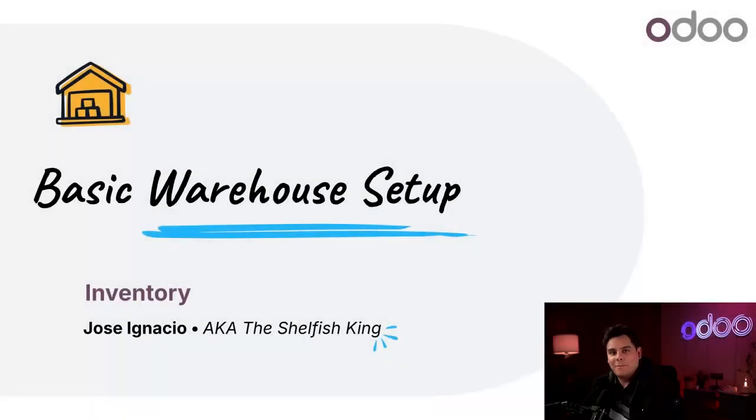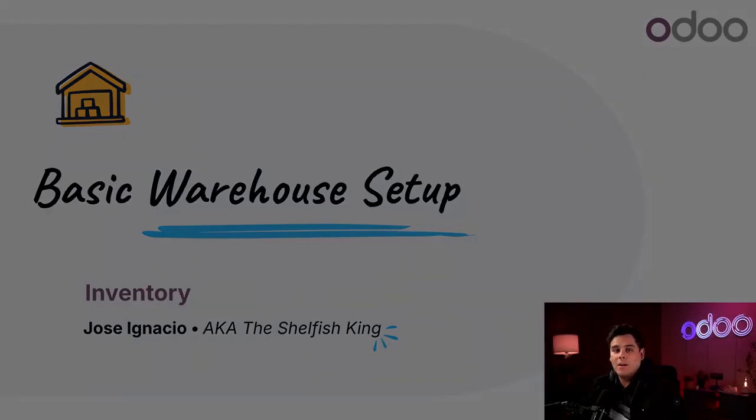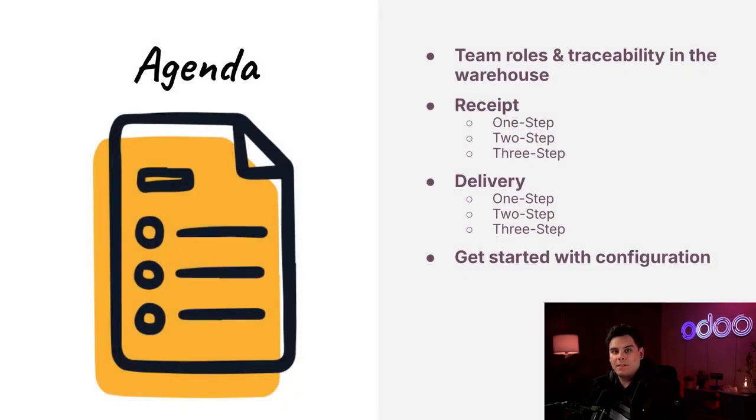Hello, doers. Today we're focusing on a key concept in Odoo's inventory application, configuring inbound and outbound flows. Warehouse managers must balance speed, traceability, and cost when setting up inventory flows. Do you need a simple, fast setup, or do you need additional checkpoints for accountability and compliance?